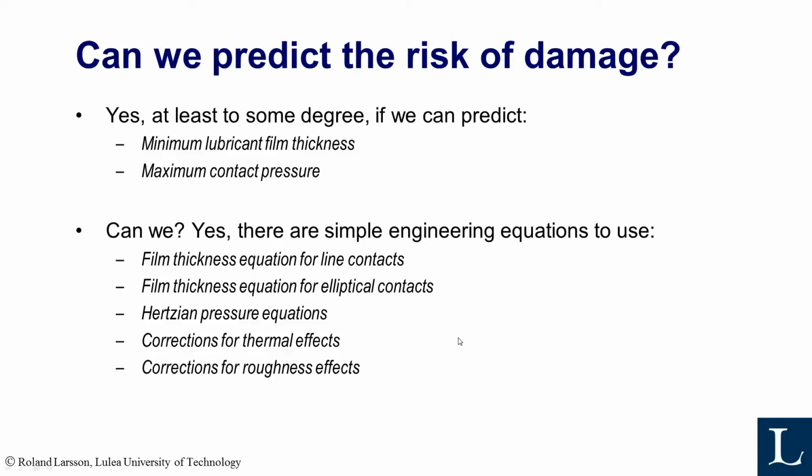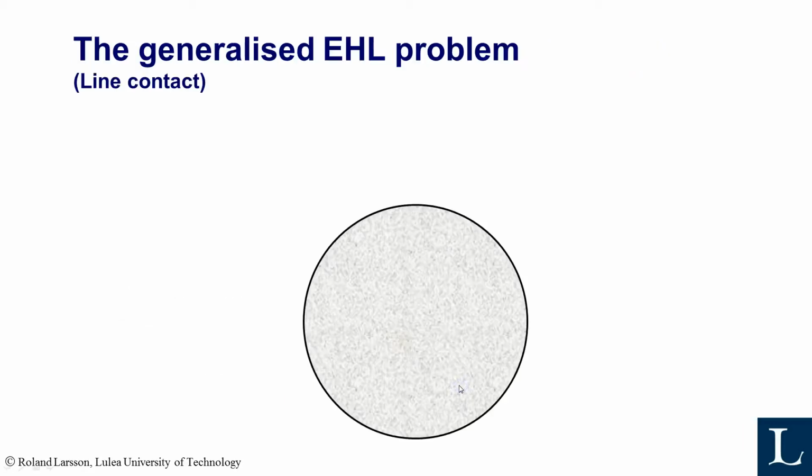And to answer the question, can we predict this? Yes, we can do that, because there are some simple engineering equations to be used to compute the film thickness. And as I said, the Hertz contact equations too, and we can also correct these for thermal effects and roughness effects, which I will do in later parts of this mini course. First of all, we will start with the line contact problem.